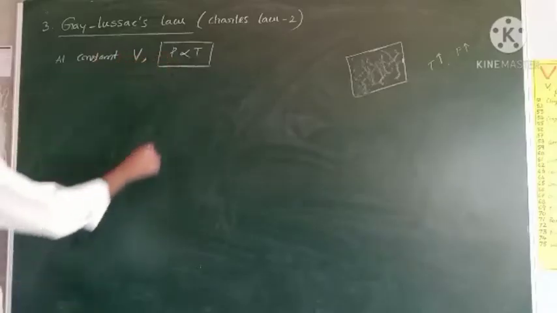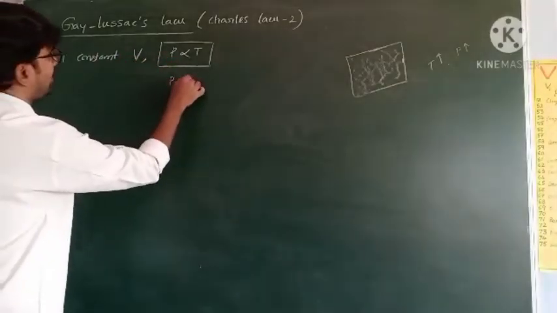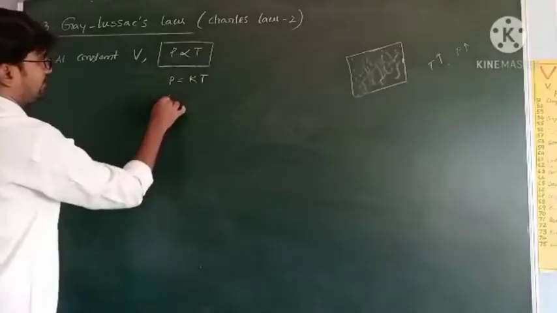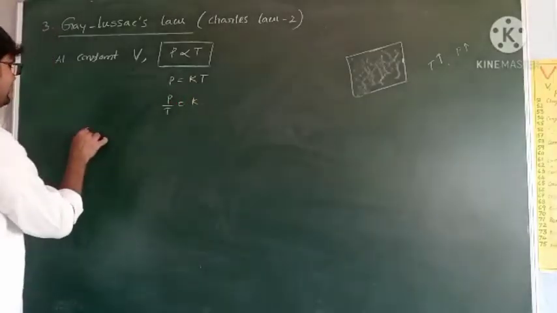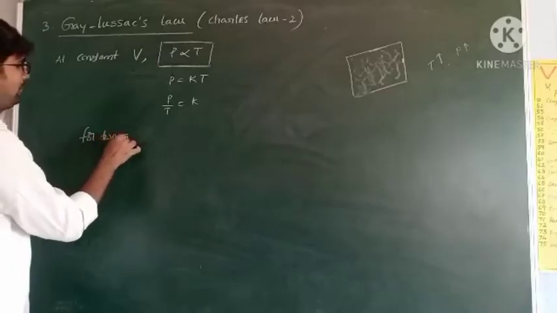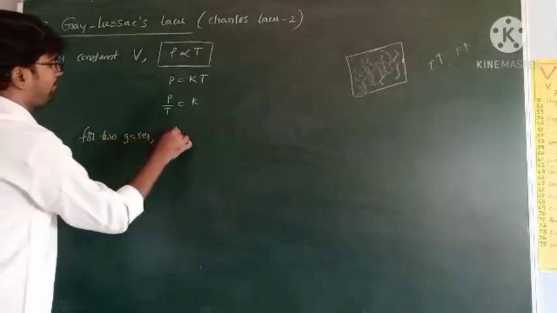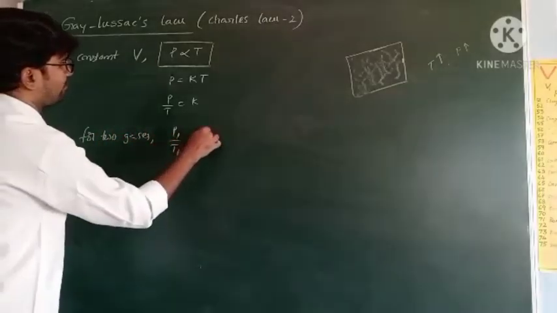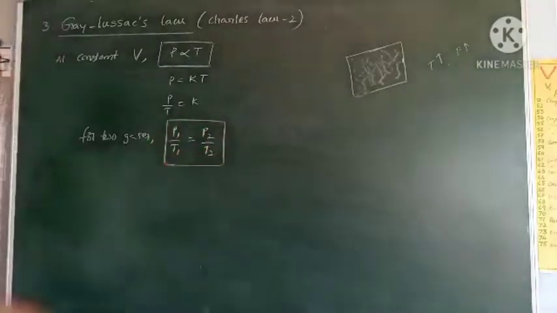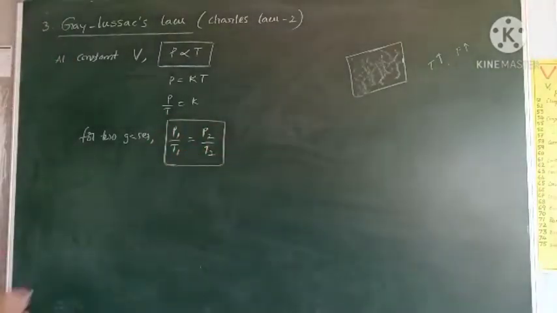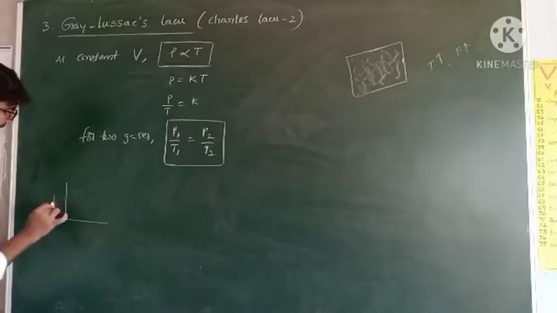Now the remaining part is very easy. Removing the proportionality, P is equal to KT. So P by T is equal to K. So for two gases, what is the formula? P1 by T1 is equal to P2 by T2. Now the graphs for this one, very simple graphs. Pressure and temperature are directly proportional, so this is the graph.